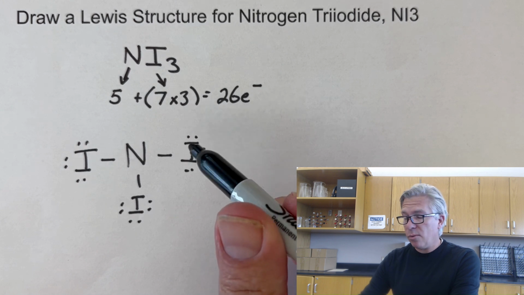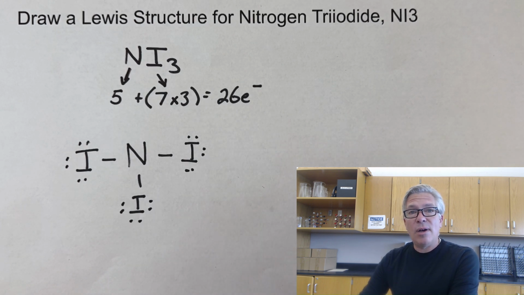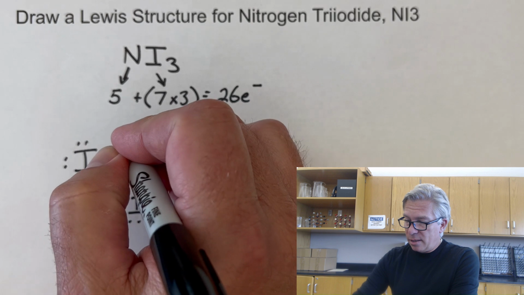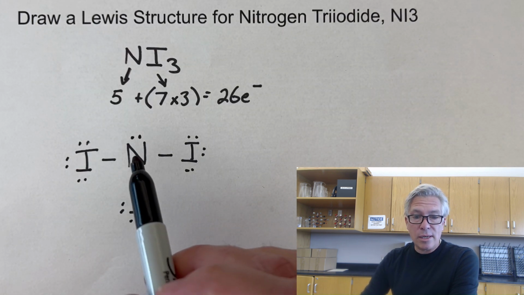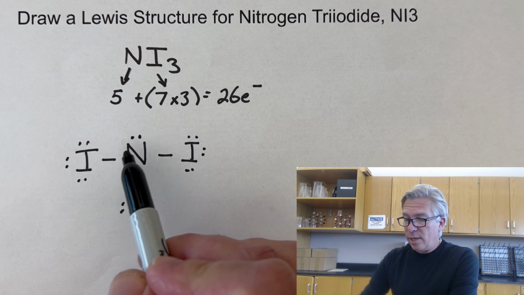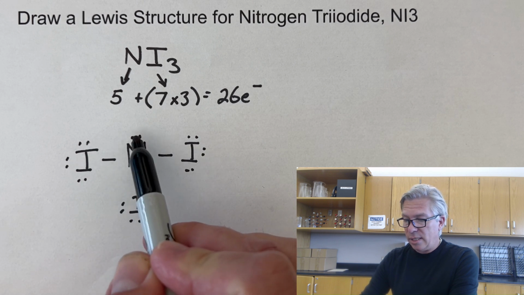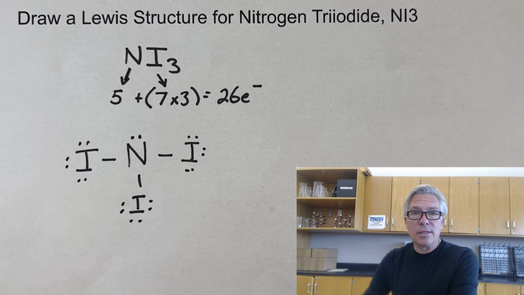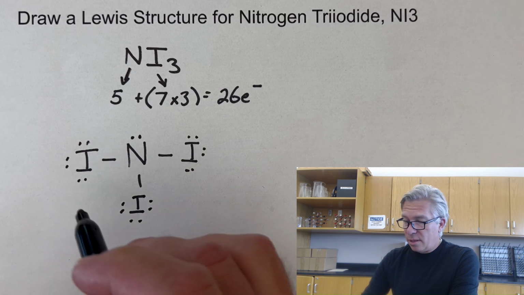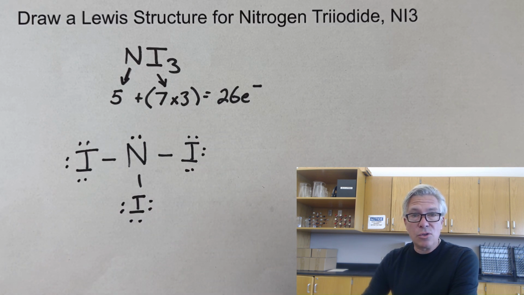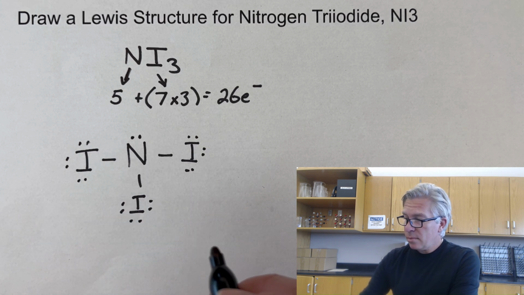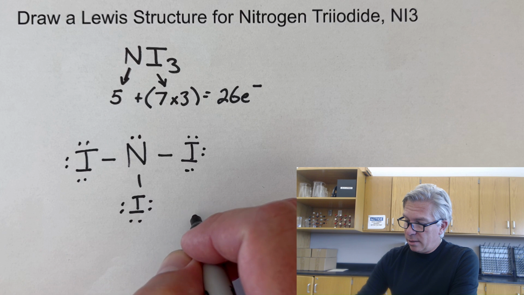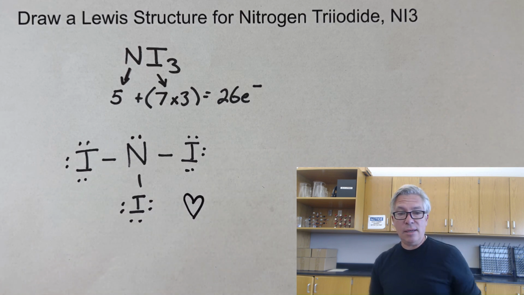And step number 4 says, if you have extra electrons, you put them on the central atom, even if doing so results in more than an octet, although in this case we end up with exactly an octet, 2, 4, 6, 8, and this molecule is now complete. We don't have to do any double bonds or triple bonds because everybody has 8 electrons around it. So we'll give that a little heart, and that one is done.